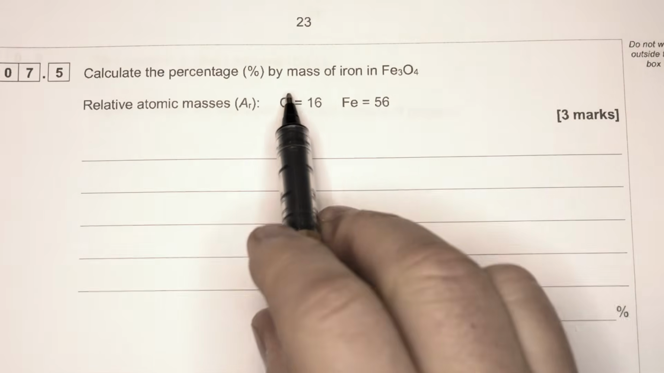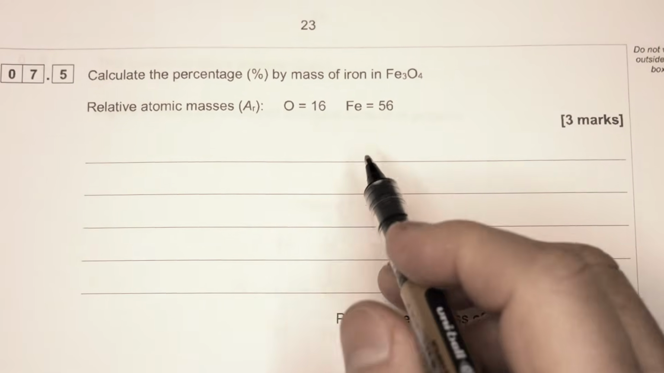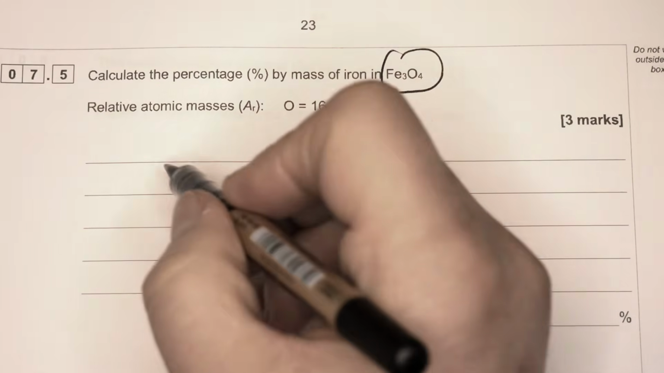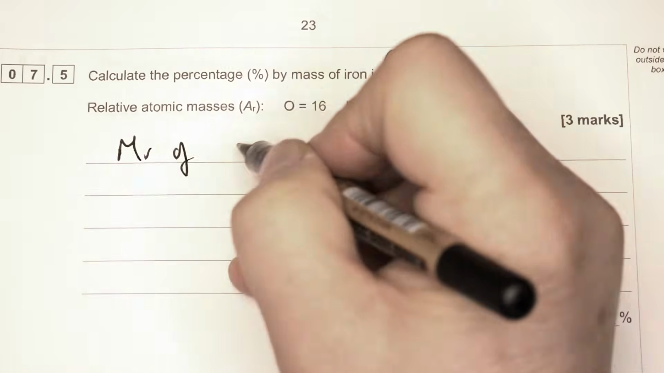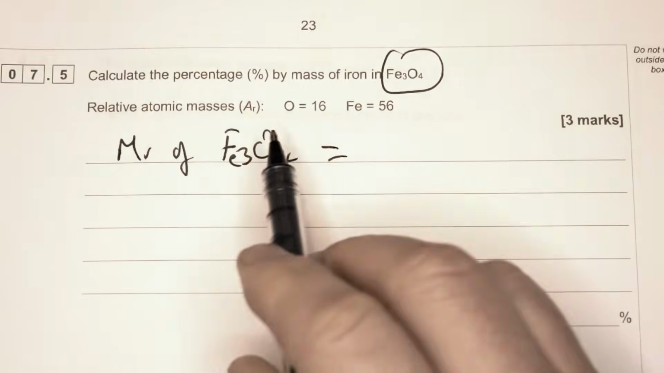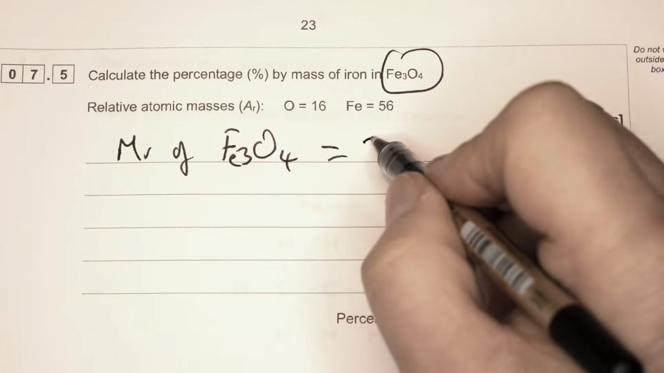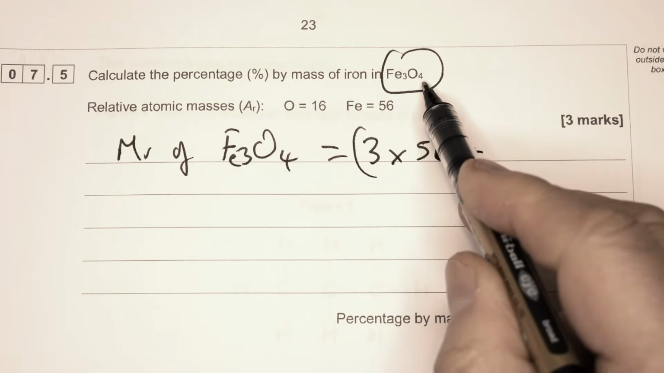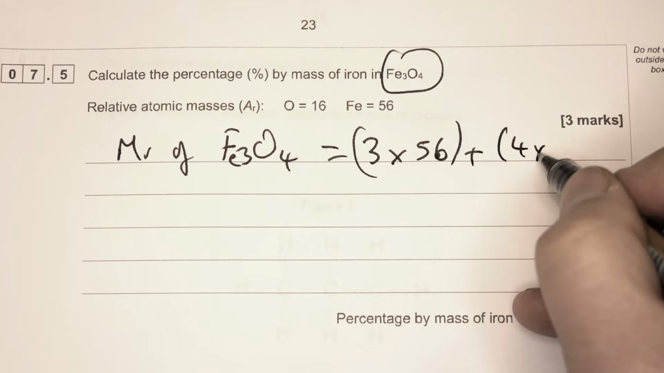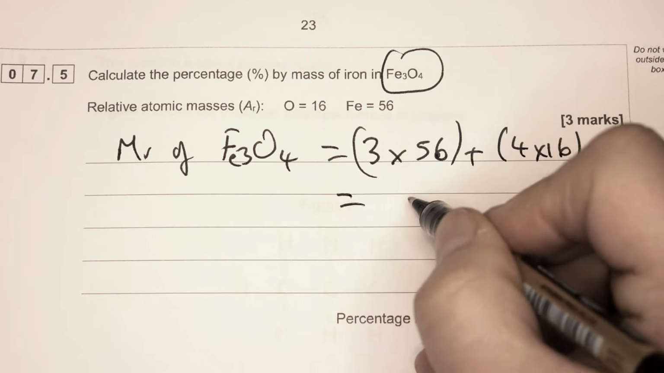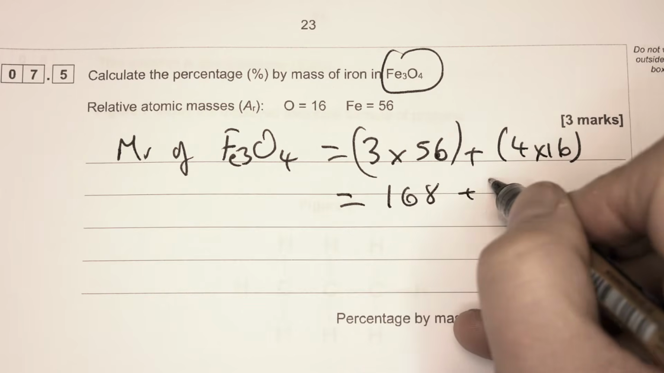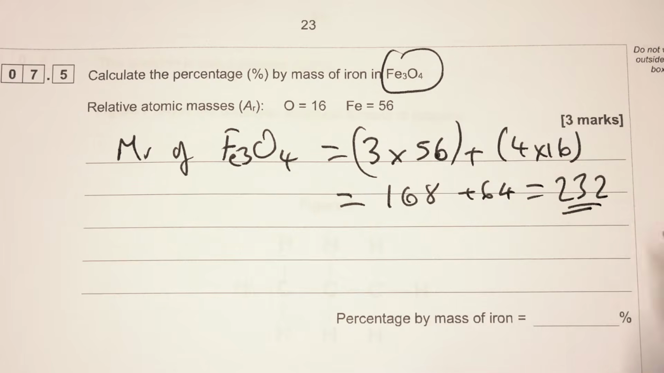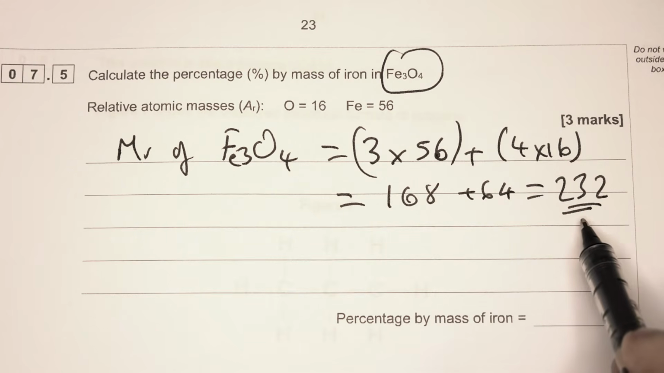Calculate the percentage mass of iron in Fe3O4. So first of all, we need to work out the Mr of the whole molecule. So Fe3O4 is going to be, we've got 3 lots of iron, so it's going to be 3 times 56 added onto 4 lots of oxygen, 4 times 16, and that is 168 add 64, which is 232. So Fe3O4 has a formula mass of 232.